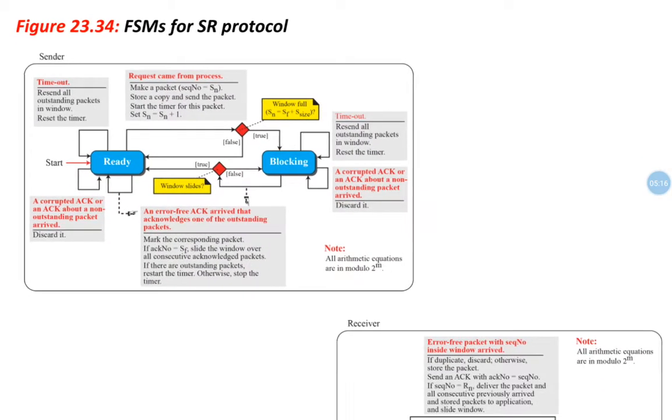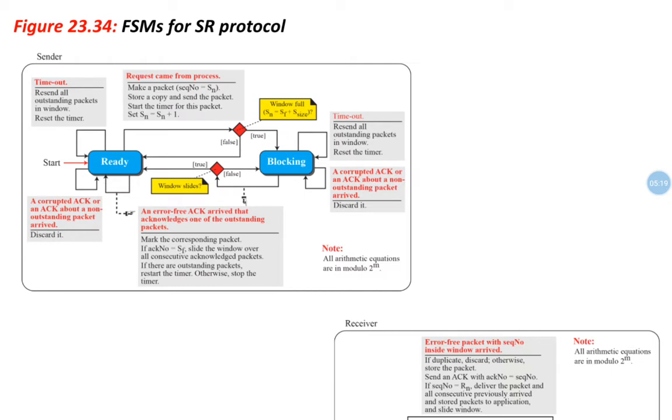If you consider the FSM at the sender side, the sender starts in the ready state. It is similar to the go back N, but there are some differences. Ready and the blocking. In the ready state, there can be 4 events, as we have already discussed. In the go back N, if a request comes from the application layer, the sender creates a packet with the sequence number set to SN. A copy is stored, the packet is sent. If the timer is not running, the sender starts the timer. The value of SN is incremented. If the window is full, the sender goes to the blocking state.